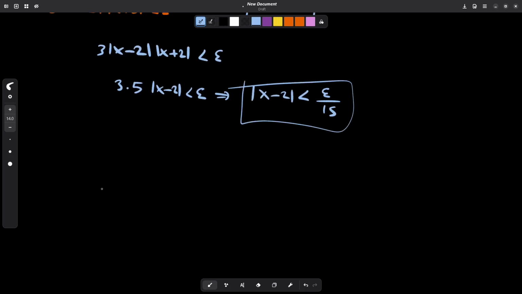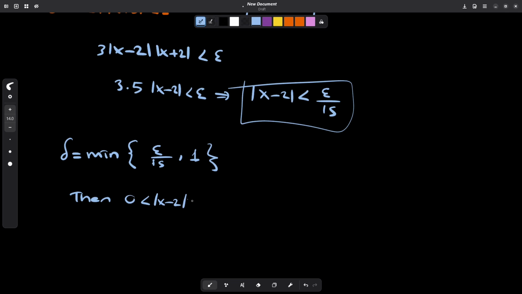So therefore, our delta is going to be the minimum of epsilon over 15 and 1. So we are picking the smaller of these two values. So then I can say that the absolute value of x minus 2 less than delta implies the absolute value of 3x squared plus 5 minus 17 is less than epsilon.